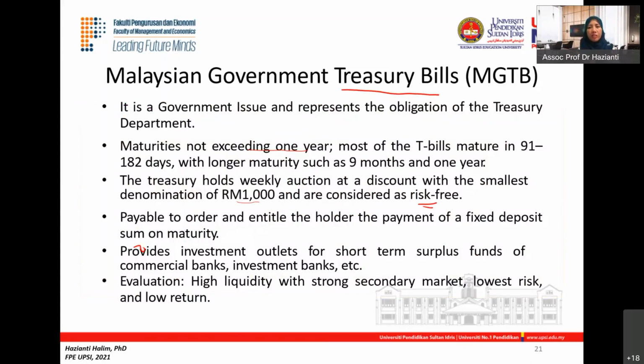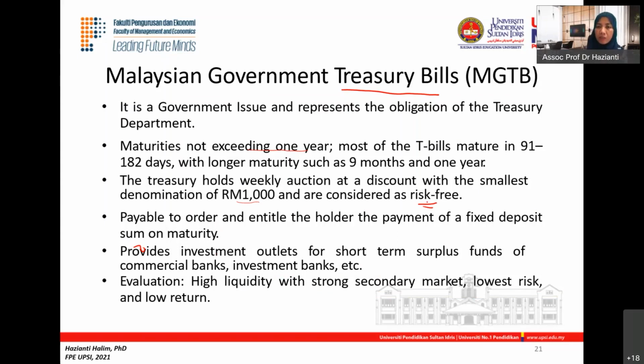Memang risk-free because this is Treasury bill. Sama macam government securities tadi sebab government yang issue, so risk-free lah. So payable to order and entitled the holder the payment of a fixed deposit sum of maturity. So investment outlet for short-term surplus funds of commercial bank, investment bank, etc. So again, if the bank dia ada surplus of fund, tak tahu apa nak buat dengan fund tu, these are one of the channel pergi kepada Treasury bill.